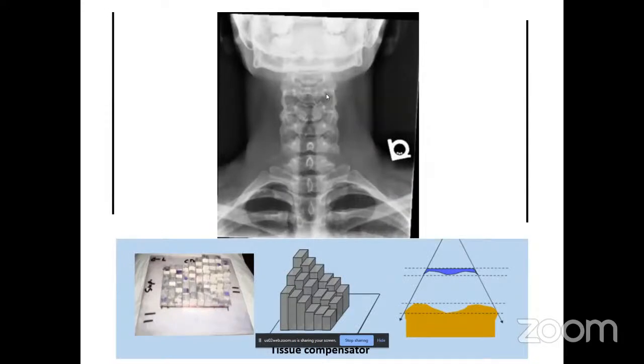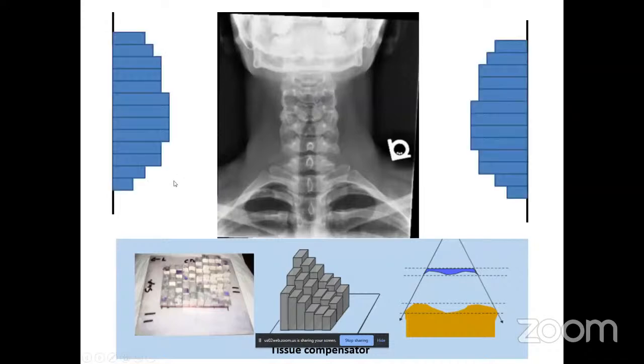Usually two grids are placed adjacent to the patient, and distances are measured through the grid, and usually 1 centimeter by 1 centimeter blocks are made like this. These are tissue equivalent blocks made of alloy, and these blocks are made to create compensation of the tissue deficit. So this is known as the tissue compensator.